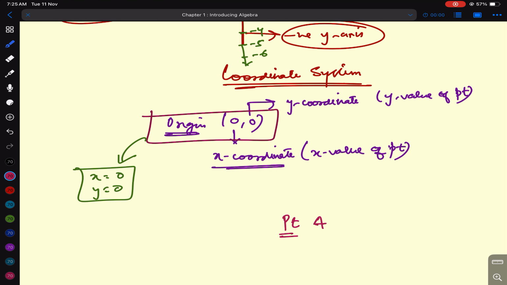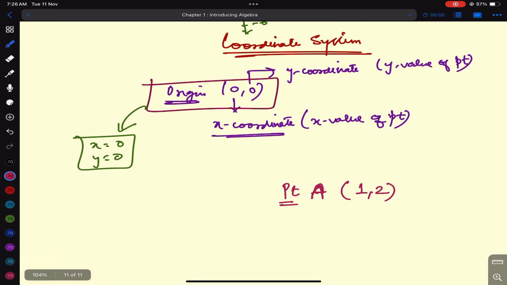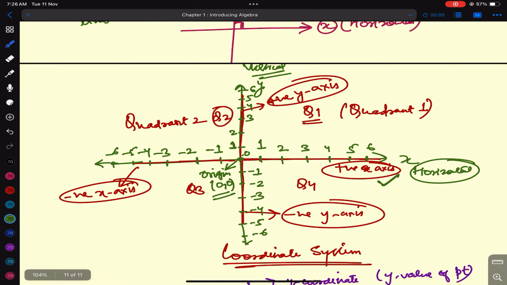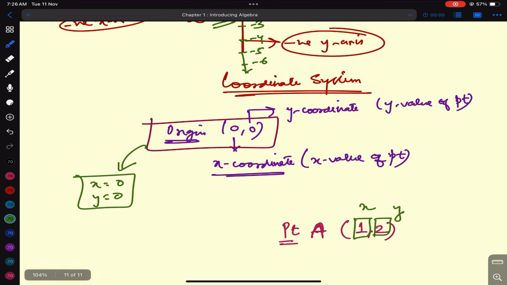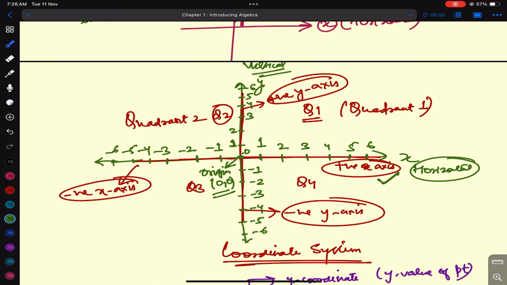Now let's say there is one point, point A, and the coordinates of this are (1, 2), where 1 is x and 2 is y. Obviously (1, 2) is going to fall in the first quadrant because they both are positive, right? So when x and y are positive, the point falls in the first quadrant, which is Q1. So the first quadrant is when your x and y both are positive.